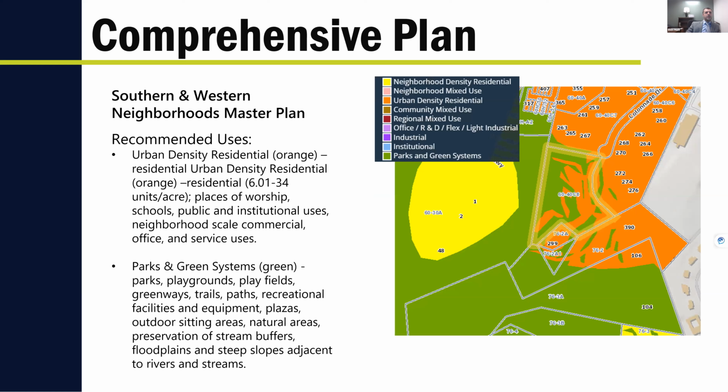So the comprehensive plan, this shows the land use as dictated by the comp plan. The orange is urban density residential. That's a medium to high density residential designation. It's intended for residential use, and can also include such things as places of worship, schools, and institutional uses. The green areas are the parks and green systems. This is intended as open space. And in the following slides, you'll see that the green space corresponds with what is designated as steep slopes area on this property. You can go to the next.